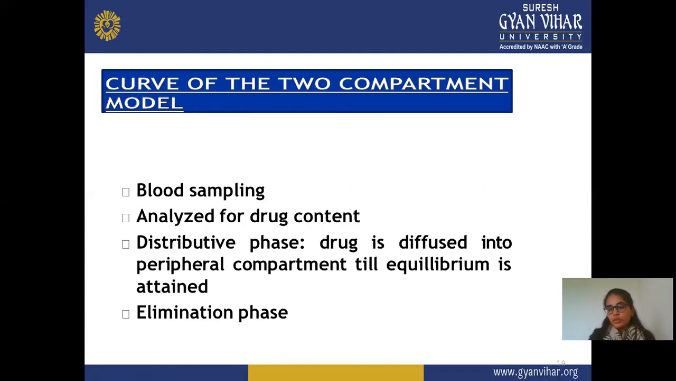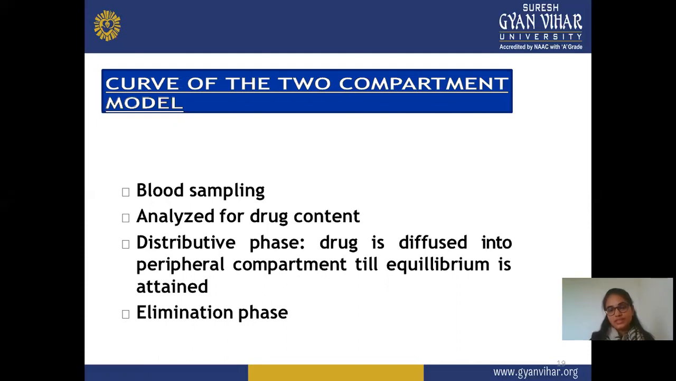Next is the curve of the two compartmental model. In this curve of the two compartmental model, we use the blood sampling method to analyze drug content. With the help of a blood sample, we check how much drug is present in your blood, that is, the concentration of the drug present in your blood. You can also analyze how much drug content is present in your blood circulation or in your plasma. So we analyze drug content through blood sampling.